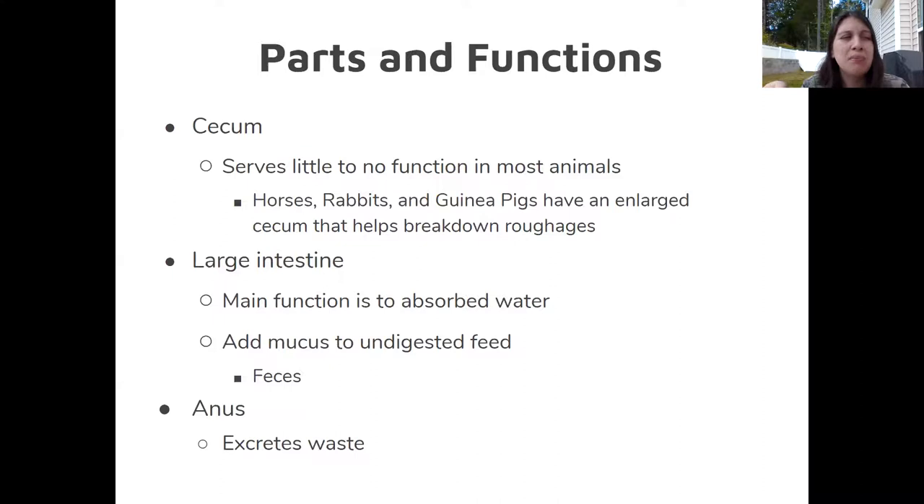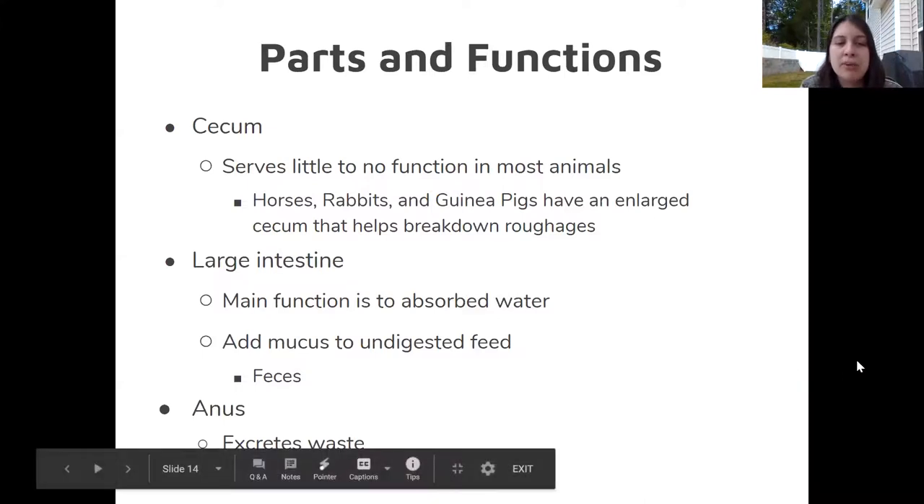Then our body says, oh, you don't need it. So our cecum is this tiny. But in animals like horses and rabbits and guinea pigs, their cecum might be this big, because they actually use it. But it's just an accessory organ for most animals, unless you're a horse, a rabbit, or a guinea pig. It just sits there and doesn't really do a whole lot.